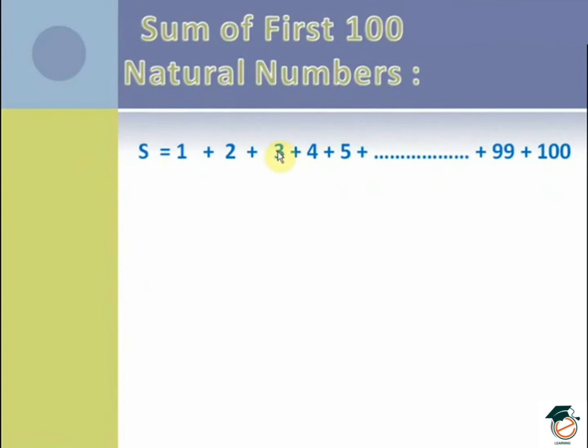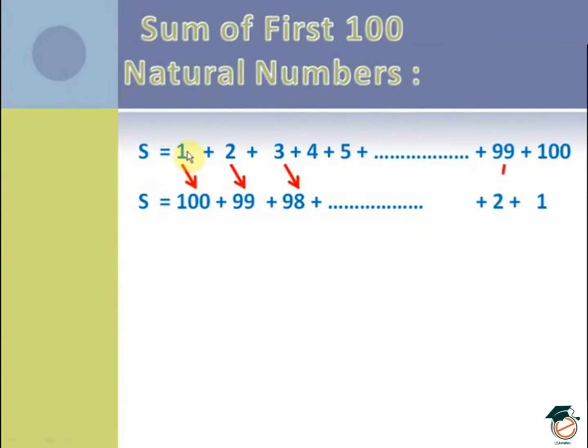Now this is a series S which is equal to 1 plus 2 plus 3 plus 4 and so on up to 100. Now all these are natural numbers up to 100. Now what we do next is we write the same series but in a reverse manner, that is 100 is the first term, 99 is the second term and so on up to 2 and 1. So we have simply written the series in a reverse manner.